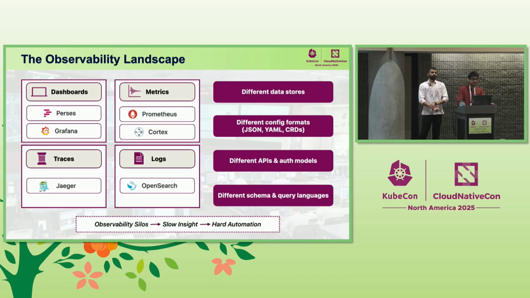And the reason it has become so complex today is that observability today is fragmented by design. We have Grafana, Perses for dashboards, Prometheus, Cortex for metrics, Jaeger for traces, OpenSearch for logs, and a lot more. Now, each tool is incredible on its own, but they all store, query, and authenticate differently. There's a JSON here, YAML there, CRD somewhere else. And these differences can make integration brittle. So observability silos often slow down insight and automation.